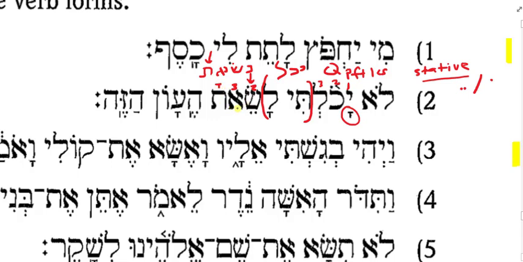And that happens in the kal infinitive construct. So this means to lift up. So I was not able to lift up, okay? Now we're going to talk a little bit more in a second about what the best way to translate that is, but for now, you just get this picture of lifting, picking something up, okay? I was not able to lift up.